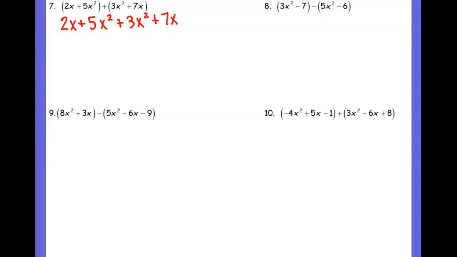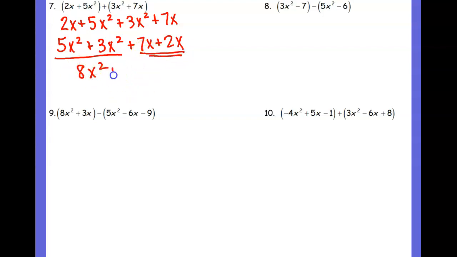All right, I'm going to do the same thing that I did in the other 6 examples. I'm just going to put them in order. I start at the highest degree, and then it becomes easier to group them. Okay, again, you can match them up. You could use colored pencils. Okay, this would be 5 plus 3 is 8, so we get 8x squared. And then 7x and 2x would just be 9x.